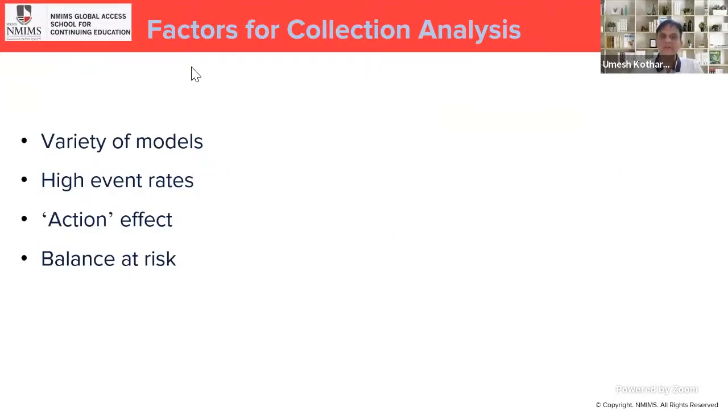So there is a variety of factors that determine collection analysis. You have many models available to pick these numbers up, and many sources of data. If the occurrence rate is high, you need to know that it must be marked as risk and therefore marked for collections and recovery. Action effect: sometimes you have early settlement, full and final settlement, and whatever balance has not been paid is obviously at risk.